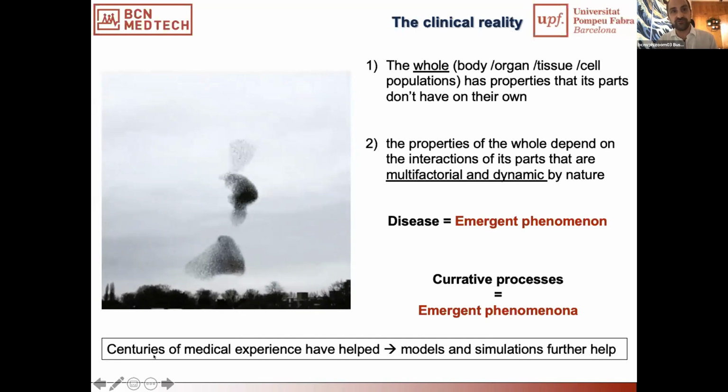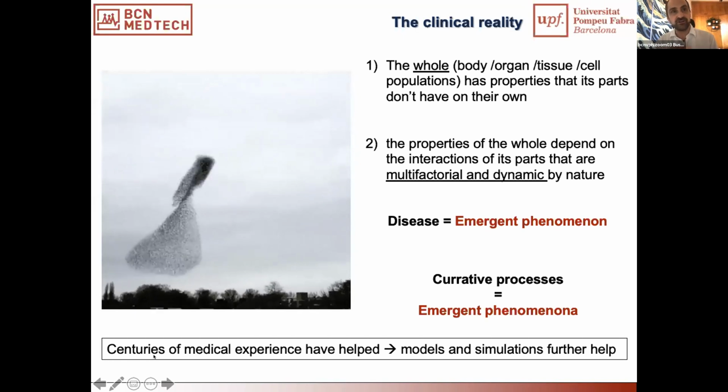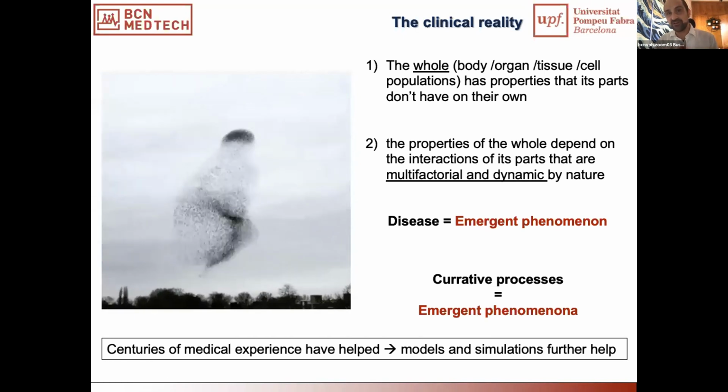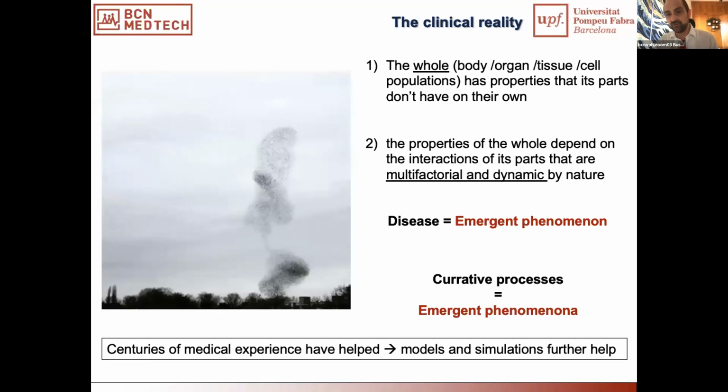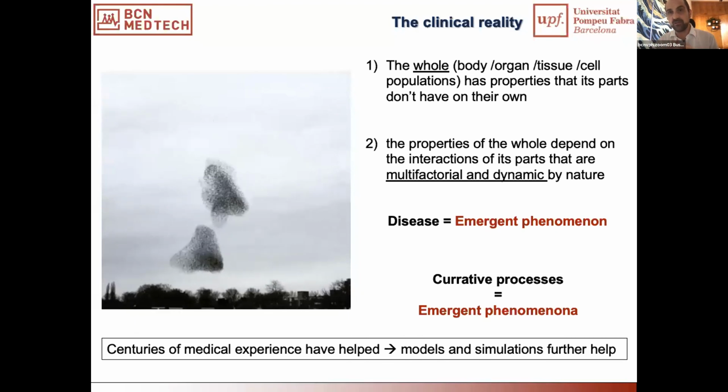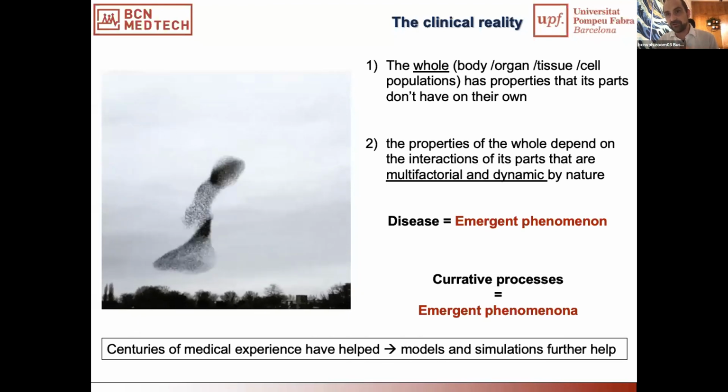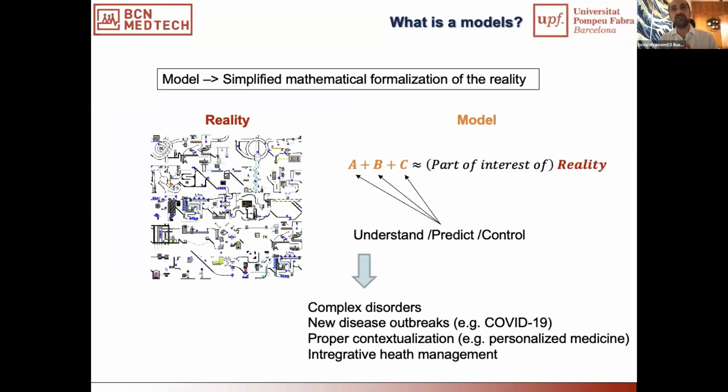Of course, we have centuries of medical experience that has helped to manage and cure many diseases. But some very common and highly prevalent diseases still don't have a cure, and we can name a large number of them. And here models and simulation can further help. So basically, what is a model? A model is a simplified mathematical formalization of reality. Reality is complex by nature, with a lot of factors. What the model will look to do is to make a counterpart of a part of interest of the reality, in function of controllable factors.